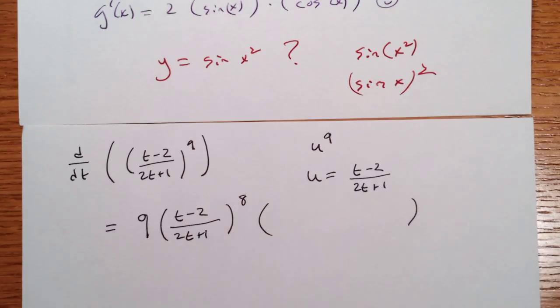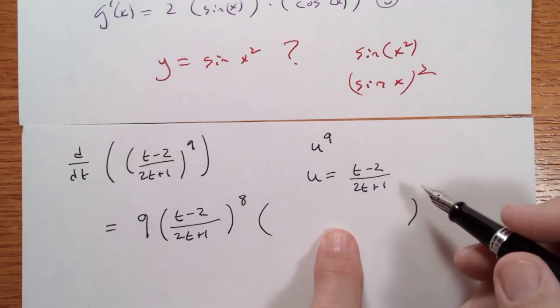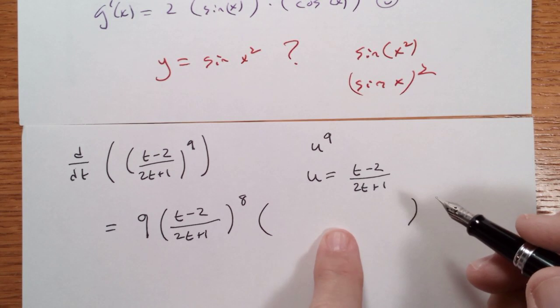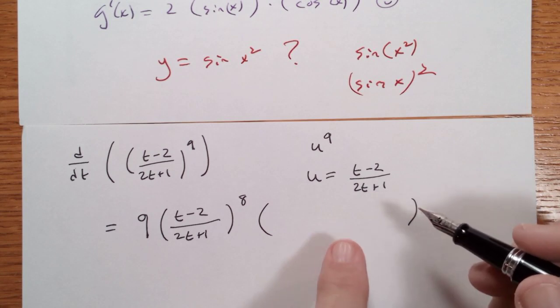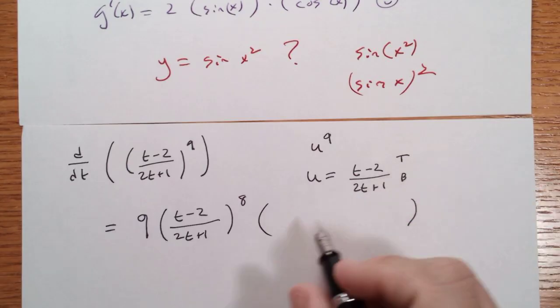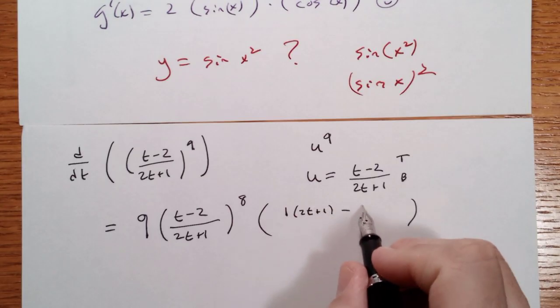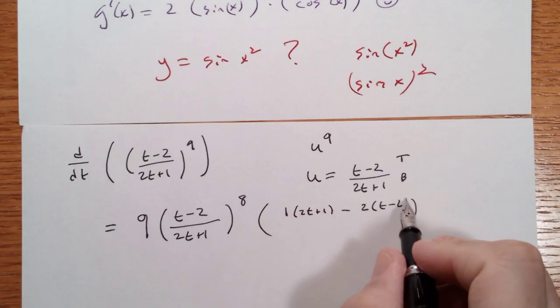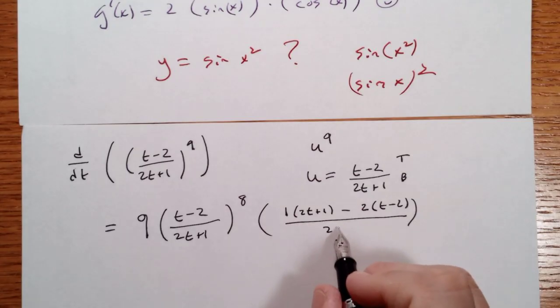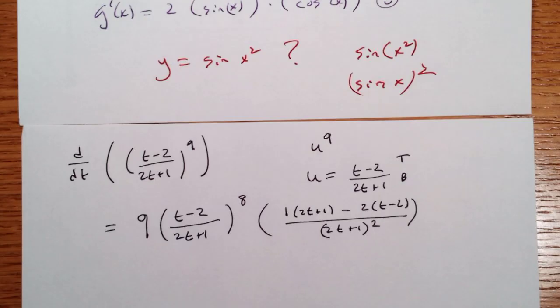But wait, there's more. What goes here? The derivative of the ugly. Oh, oh, oh, that's quotient rule. All right. We have a top and we have a bottom, so it's the derivative of the top times the bottom minus derivative of the bottom times the top over the bottom squared. I don't like it, but it works.